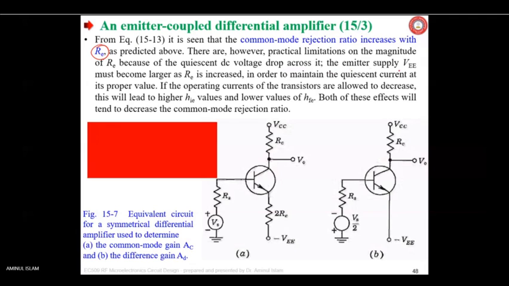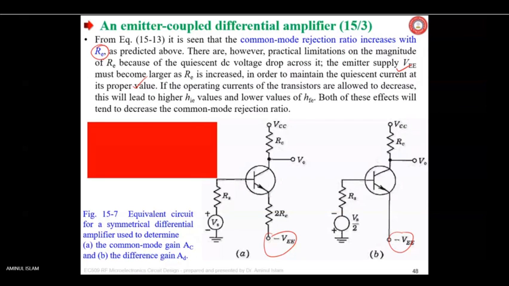The emitter supply VEE, this is the emitter supply here, must become larger as RE is increased in order to maintain the quiescent current at its proper value. If the operating currents of the transistors are allowed to decrease, this will lead to higher HIE values and lower values of HFE. Both of these effects will tend to decrease the common mode rejection ratio.